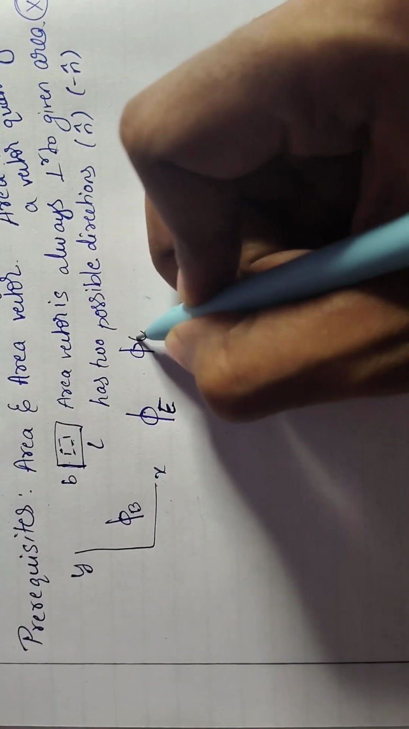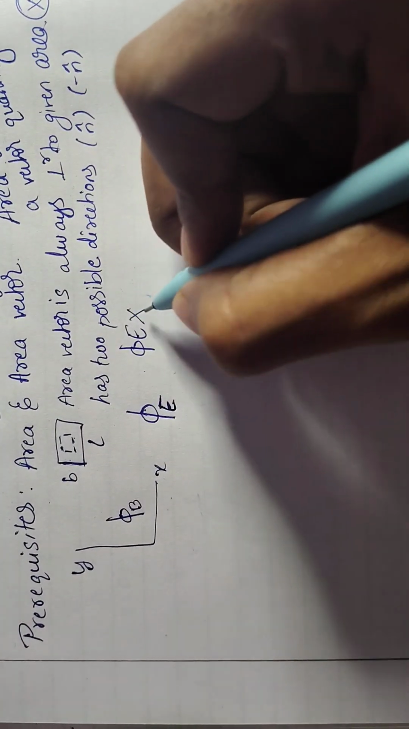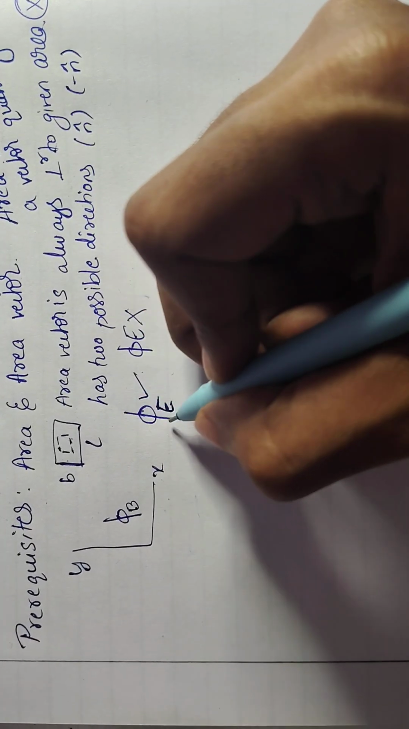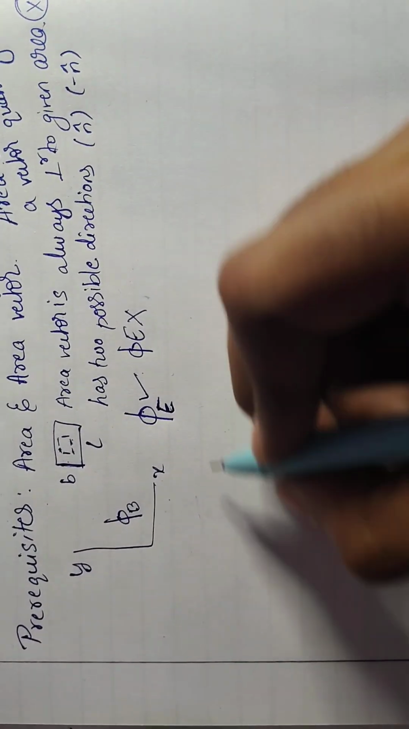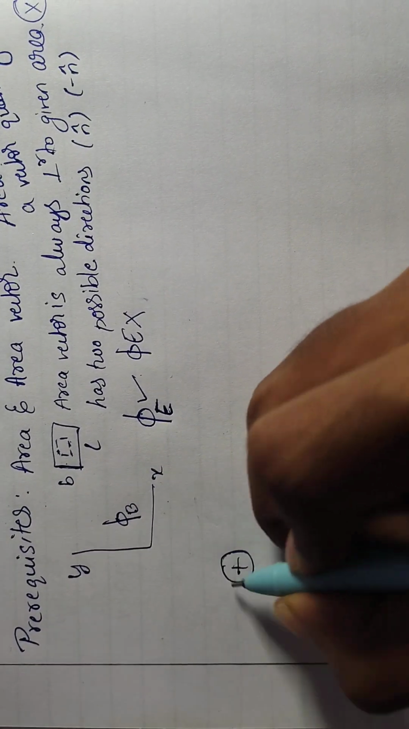Okay, don't write it like phi times E. This is the wrong representation. It should always be phi as the bigger letter and E as the subscript. Fine. Now assume you have a point charge.